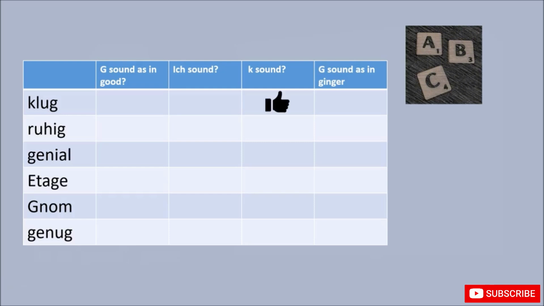Klug. There's your k sound at the end. Ruhig. Genial. Careful with that one because it's not genial or anything. It's a German word genial, but Etage. Gnome und genug. And there we have two G's in there. G as in the beginning, and the end one is more like a K. Genug.